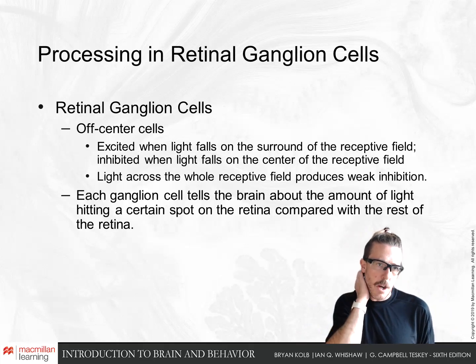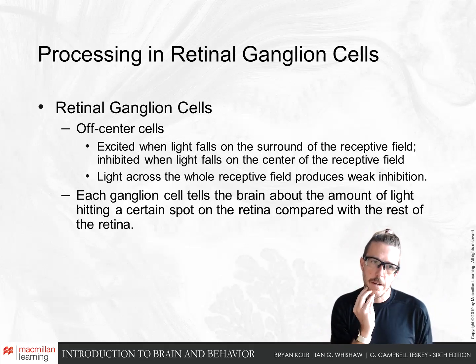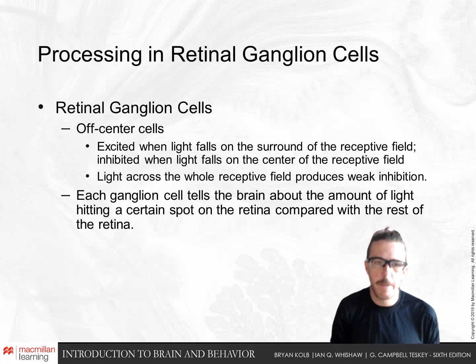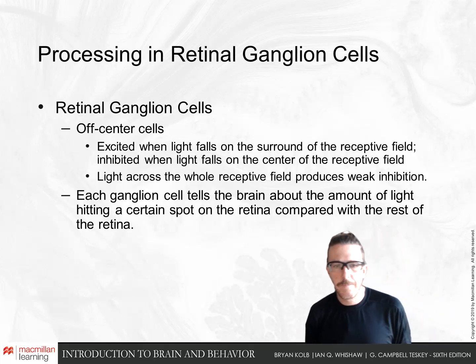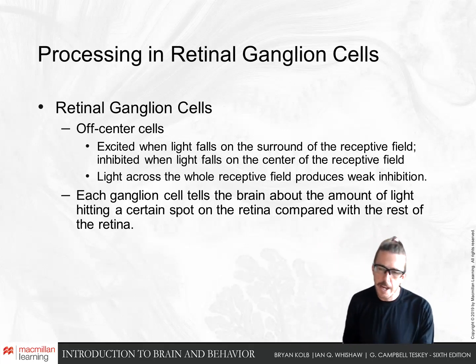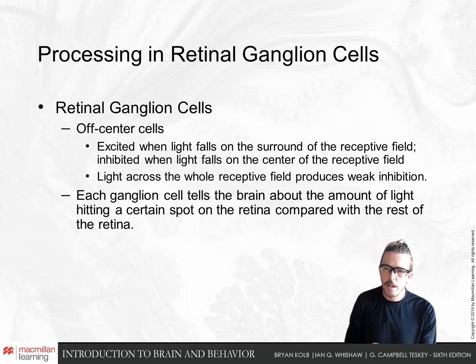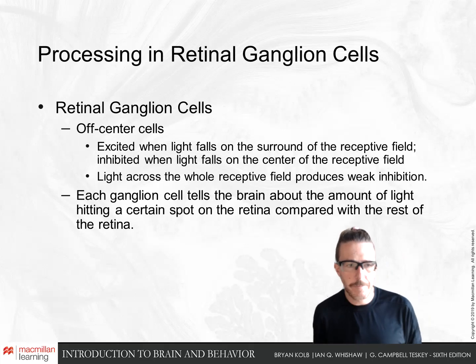There's the opposite: off-center cells are excited when light falls on the surround, but not when it falls on the middle. And so these retinal ganglion cells are not as simple as we thought. They don't just respond to light being present in some part of the world. They respond to the contrast of light being surrounded by darkness. And it's this contrast that they care about.